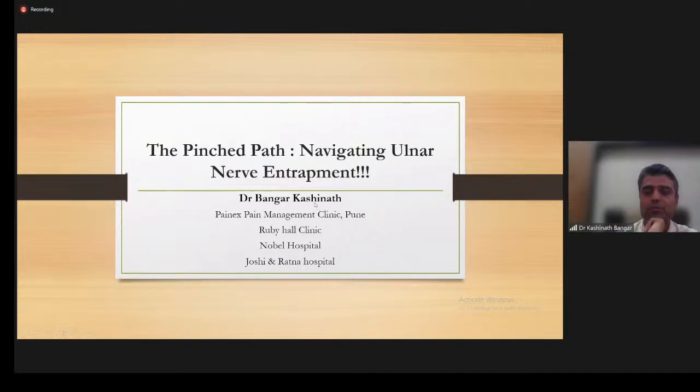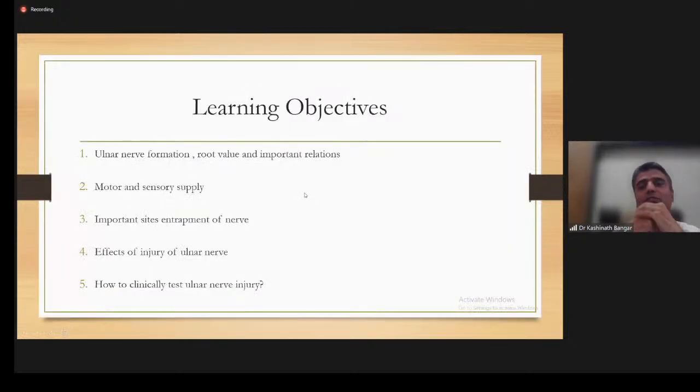So now let's see what the learning objectives are. I'll finish within 20 minutes, given the stipulated time. We'll be looking at ulnar nerve formation, root value, important relations as far as pain conditions are considered, motor and sensory supply, and various important sites. There are 3-4 sites where the ulnar nerve can be entrapped. We will focus on the commonest sites. What are the effects of injury of the ulnar nerve, and how do we clinically test ulnar neuropathy?